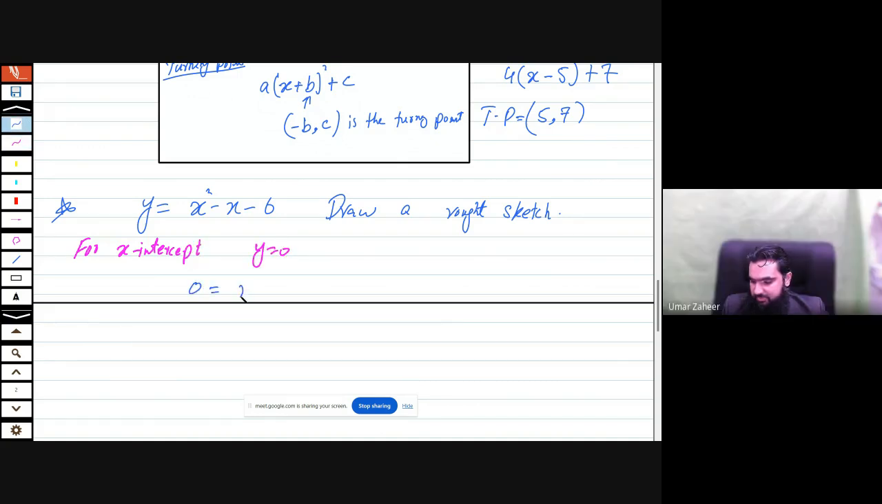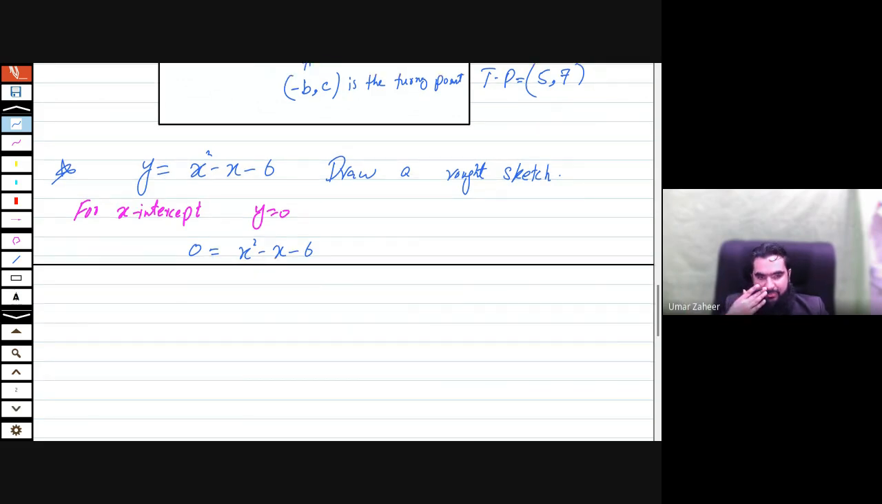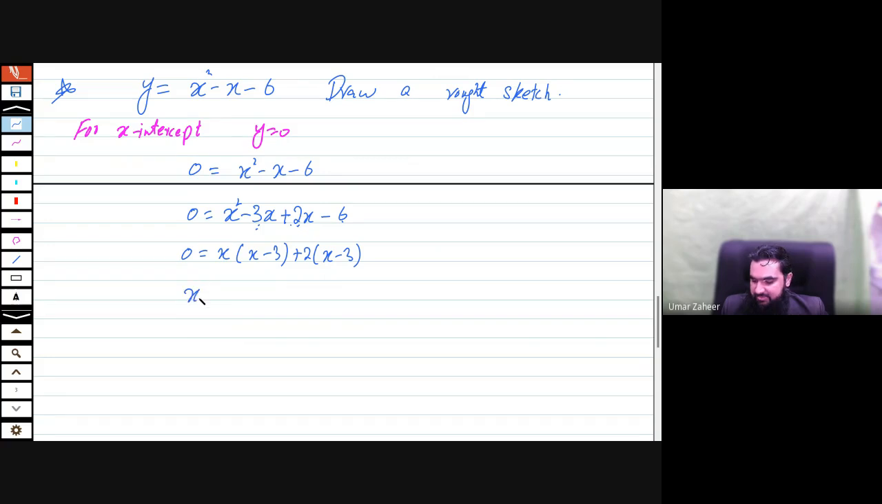So you'll get 0 is equal to x square minus x minus 6. Now it's a quadratic equation. You have to solve it by any method, by completing square method, by quadratic formula, or by factorization if possible. Let's try the factorization. For minus 6, the possible pair is minus 3x plus 2x, because when you multiply you get minus 6, and when you add them it will be minus x. In the first two terms, x is common, you will get x(x minus 3) plus 2(x minus 3). So I will get (x minus 3)(x plus 2) is equal to 0.